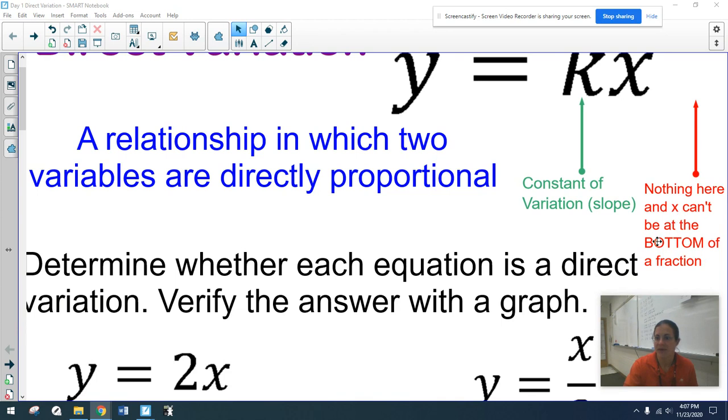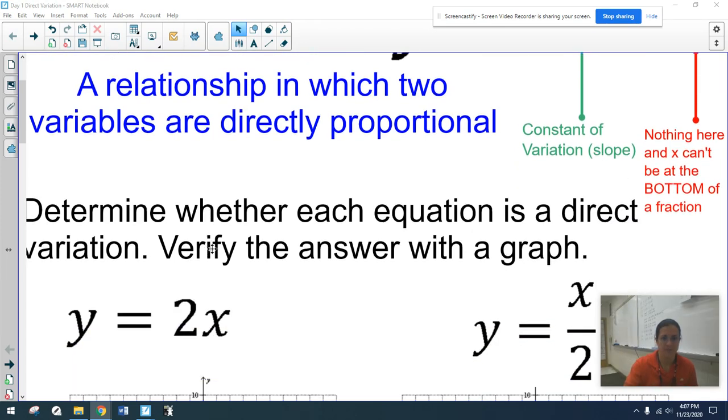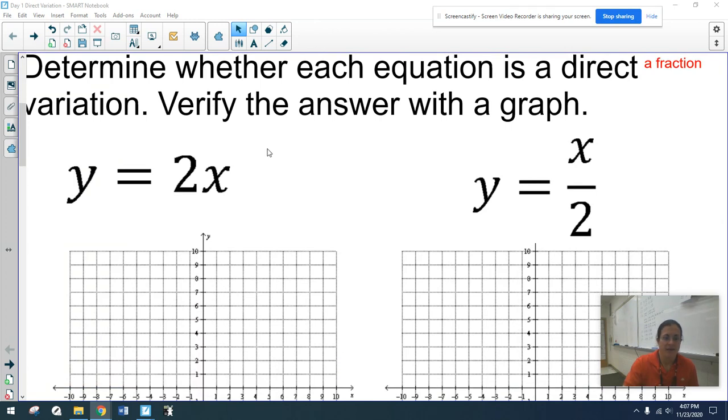The other thing is x cannot be at the bottom of a fraction. It's okay if it's at the top, but your x can't be in the bottom. So those are your two rules. We can't have any number past the kx. Usually k is going to be a number like 5. So y equals 5x. It can't have anything else after it, and it can't have x at the bottom of the fraction. Okay? So you'll see these things.